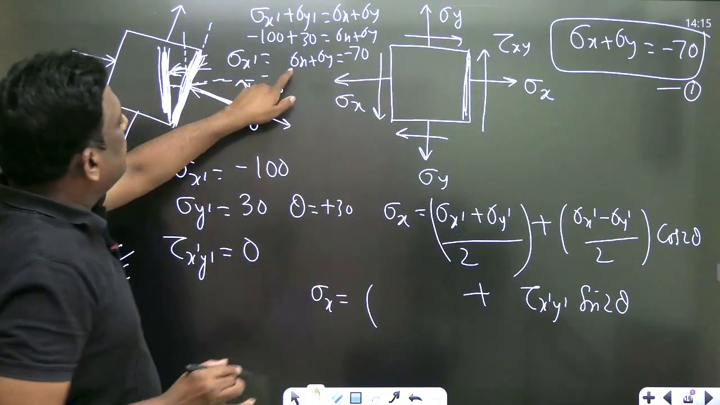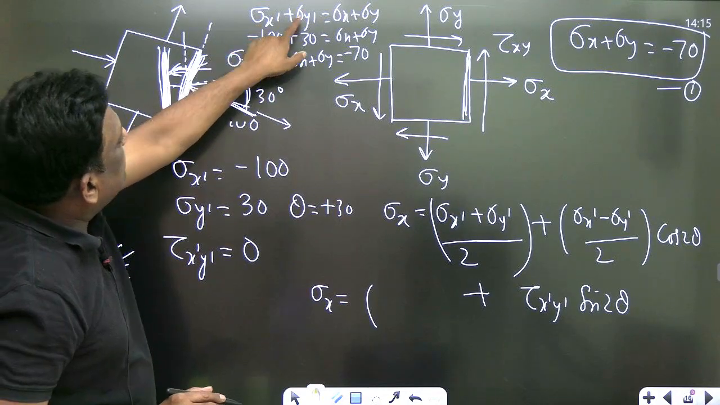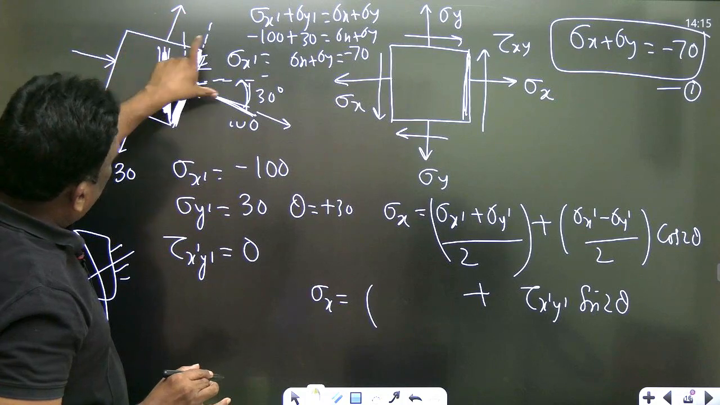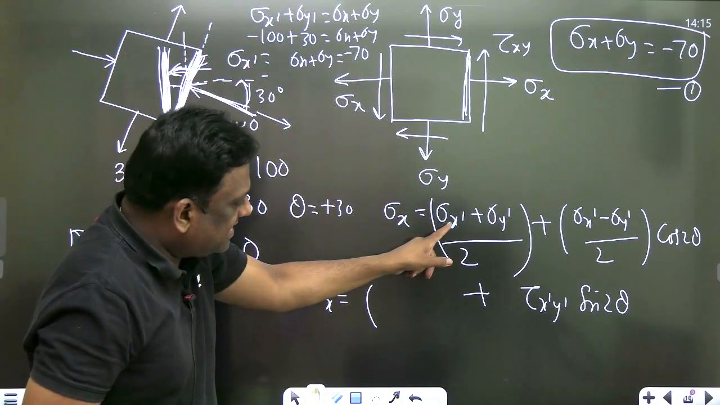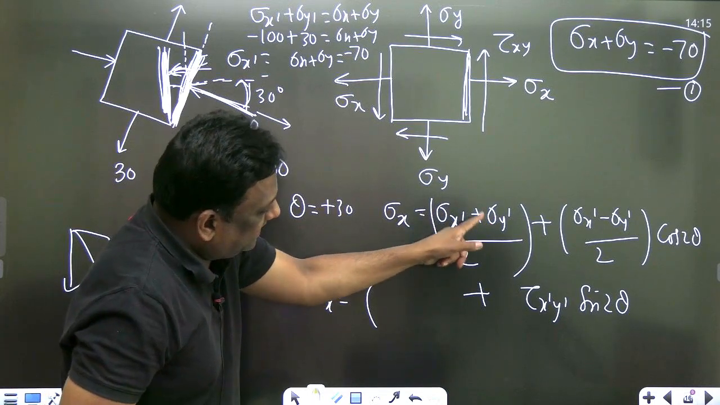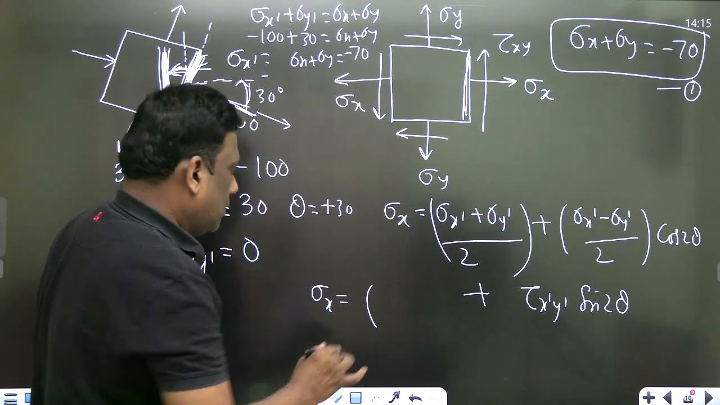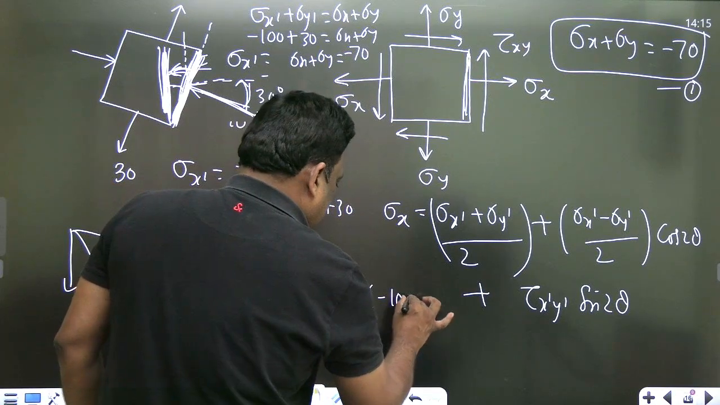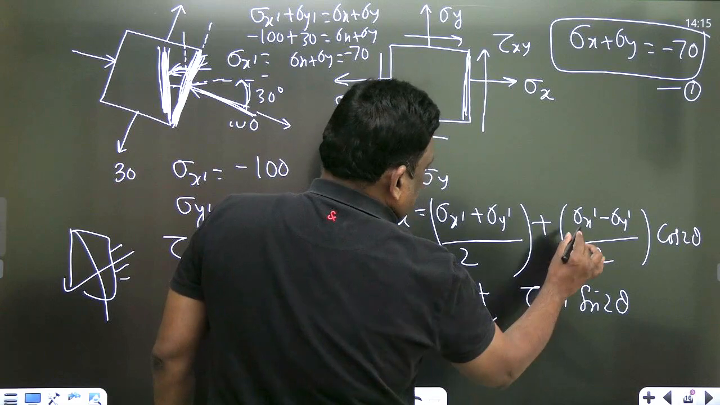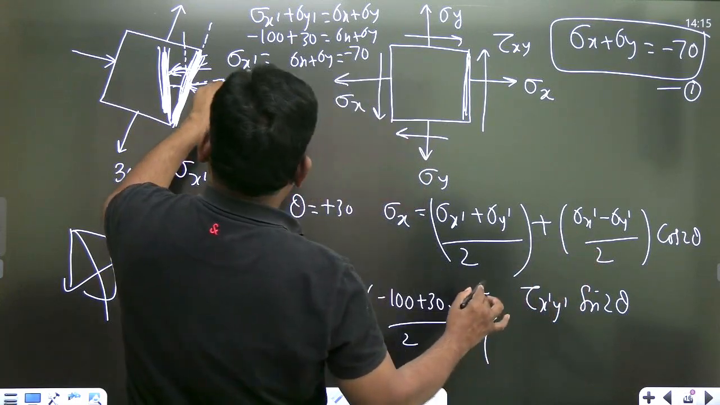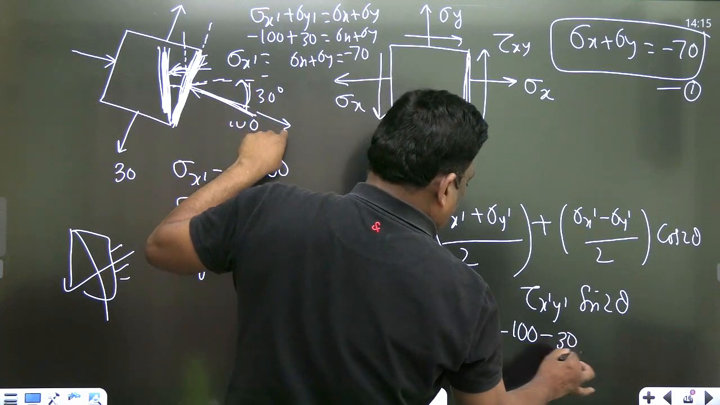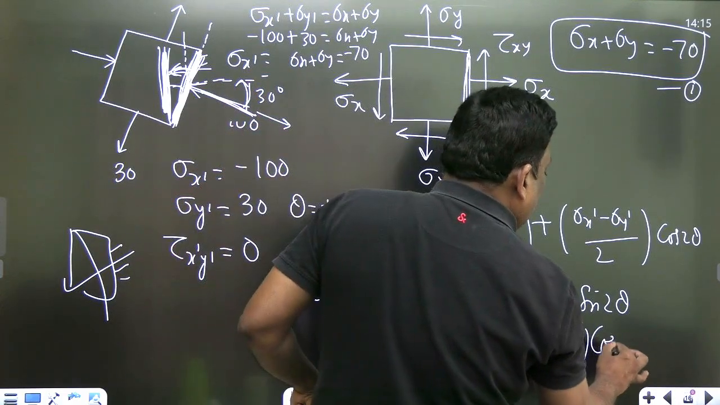अब देखो, sigma x dash plus sigma y dash, sigma x dash is -100, sigma y dash is 30. दोनों का ऐड करेंगे तो -70 आएगा. Sigma x dash is -100, sigma y dash is 30, -100 plus 30 is -70, -70/2. चलो पूरा लिख देता हूं, -100 plus 30/2 plus what is sigma x dash? Sigma x dash is -100 and sigma y is 30/2 cos of 2 times.